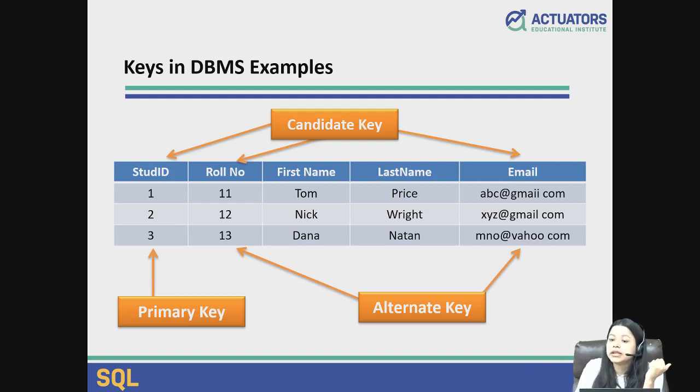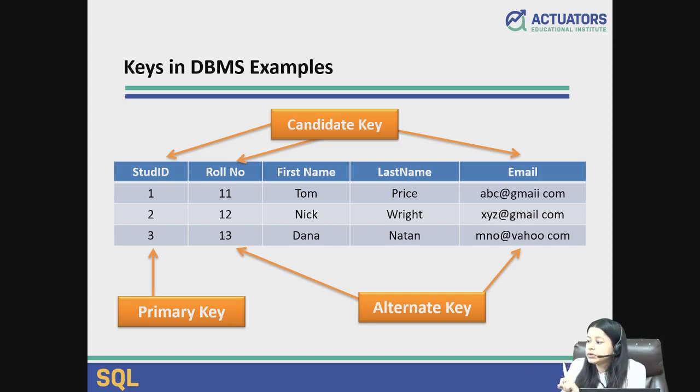So these three can be candidate keys. What is a candidate key? A candidate key is basically the keys which you can use for a primary key. Understood? Any key which you can use as a primary key. These three are the keys which I can use as a primary key. But I have decided that I will use the student ID as my primary key for this table.